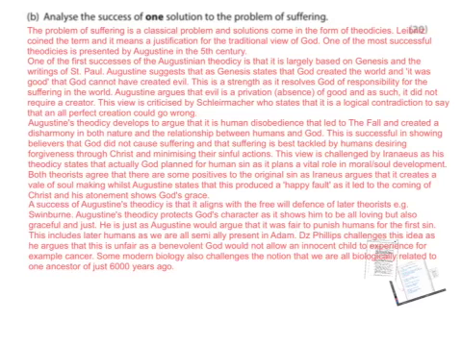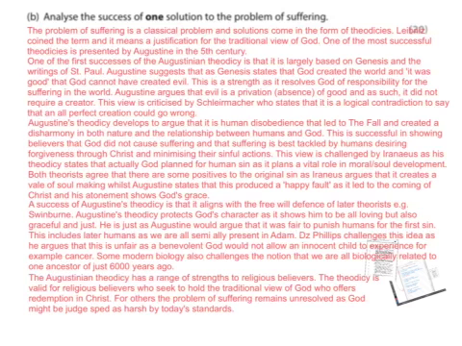My third evaluative paragraph, and I'm trying to get as much in as possible. The success of Augustine's theodicy is that it aligns with the free will defence of later theorists, for example Swinburne. Augustine's theodicy protects God's character. This is my favourite point to try and make about Augustine whenever evaluating him, as it allows him to be all-loving but also graceful and just. He is just, as Augustine would argue, that it was fair to punish humans for the first sin. This includes later humans, as we're all seminally present in Adam. D.Z. Phillips challenges this idea as he argues that it's unfair as a benevolent God would not allow an innocent child to experience, for example, cancer. Some modern biology also challenges the notion that we are biologically related to an ancestor of just 6,000 years ago. So I'm taking the Bible literally there to try and make a range of points and comments, if possible.